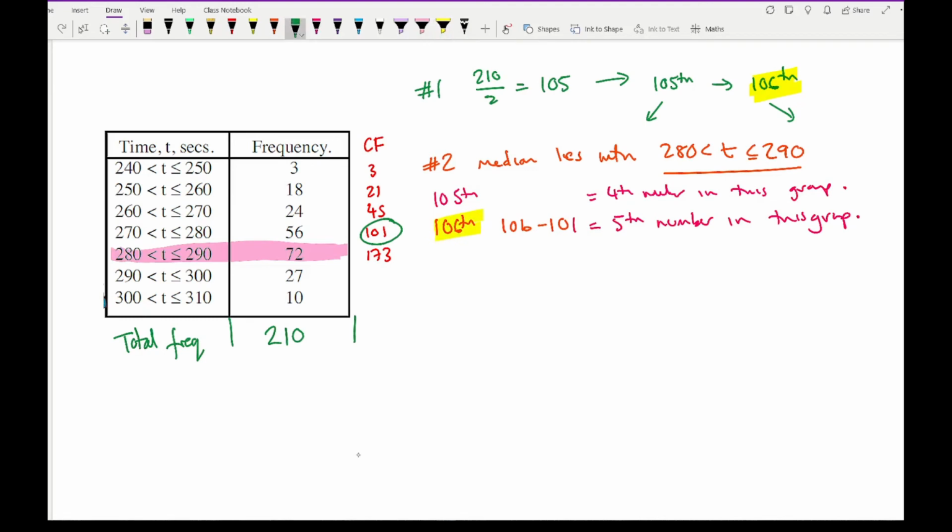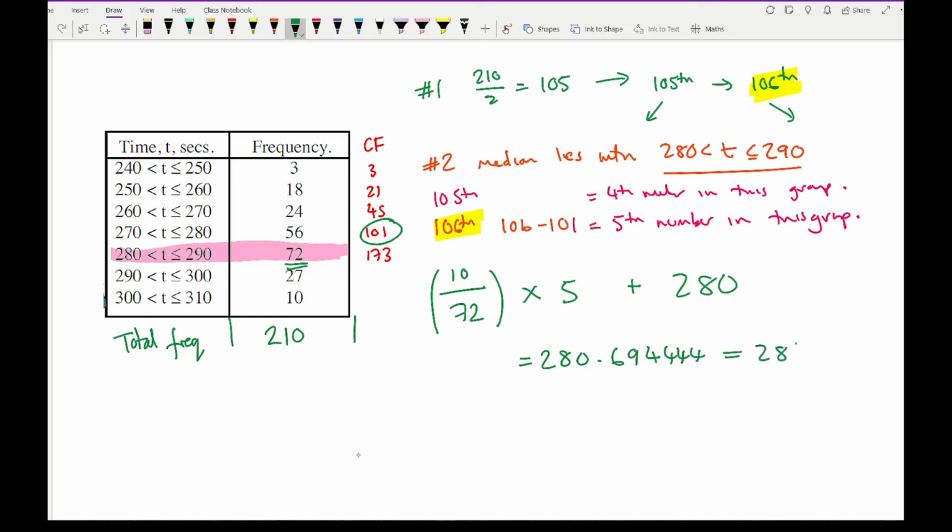So then what I'm going to do is use the formula. It's going to be the class width, which is 10, divided by the frequency, which is 72. I'm going to multiply that by 5, and I'm then going to add that to 280. So I've got 10 divided by 72, which is going to be a really small number, multiply that by 5, then add that to 280, and that gives me an answer of 280.6944444. So in other words, I'm going to say it's 281. Now that's the 106th number.